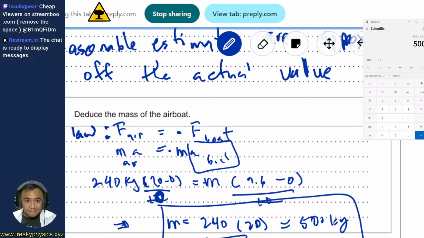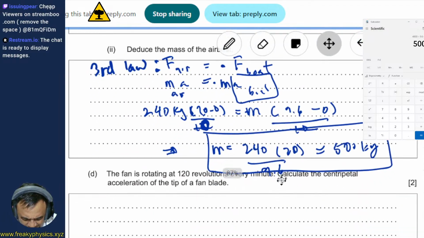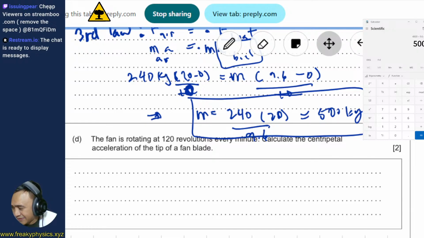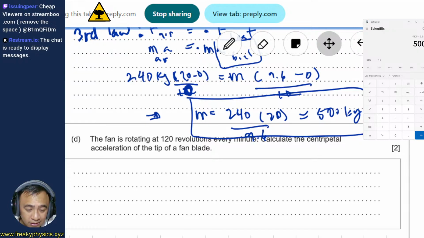Any questions? We just take the data from the graph and estimate. Yes, that's right. Okay. Now let's go to D.